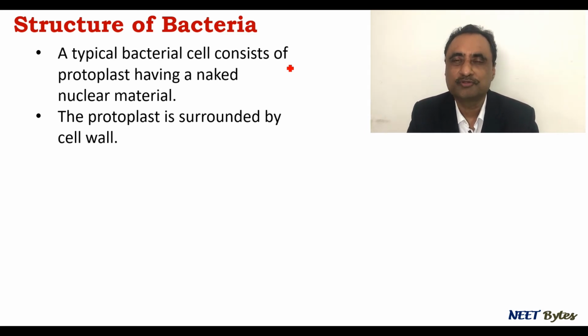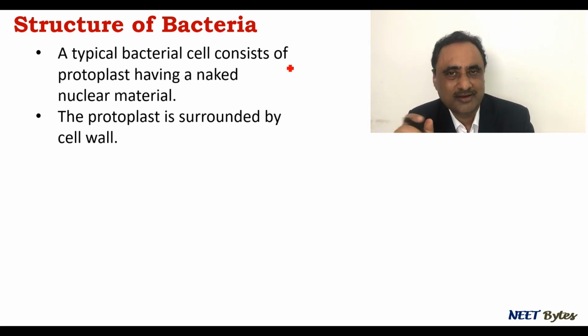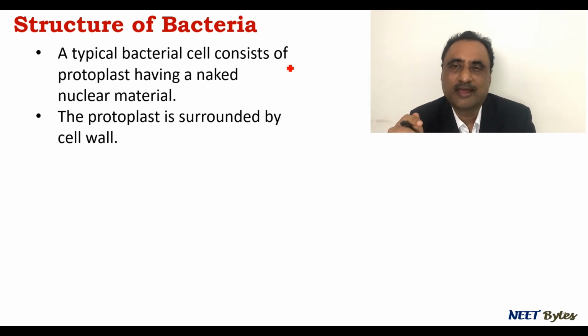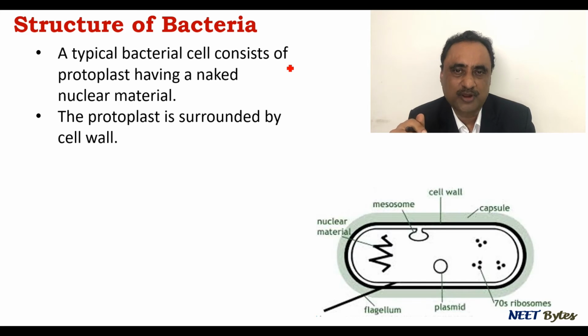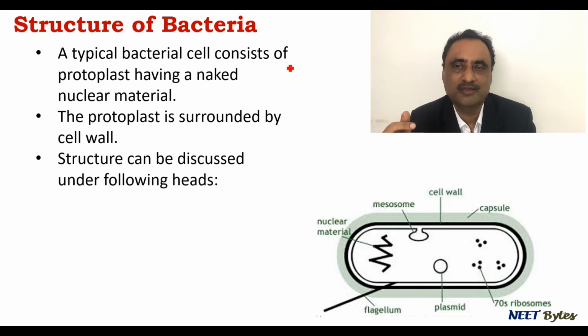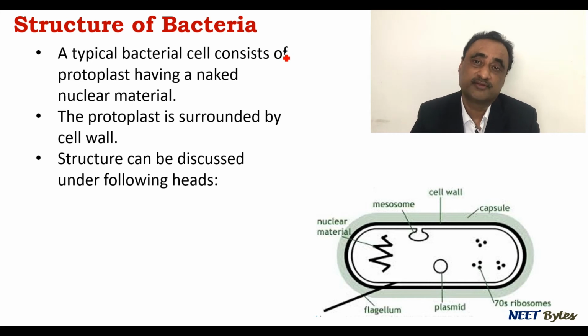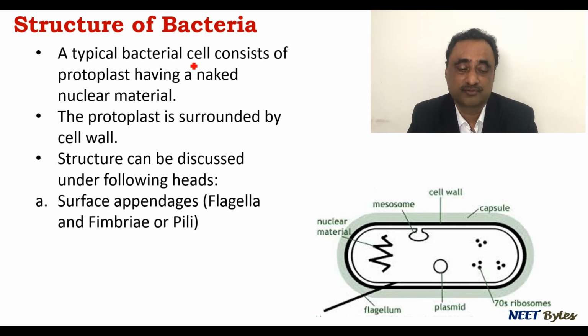Now let's talk about the structure of the bacteria. The structure of bacteria typically consists of a cell covered by the cell wall, followed by the plasma membrane, right? Within the plasma membrane there is a protoplasm, and within the protoplasm we see the genetic material and other things. So the entire structure we can discuss under three heads. For instance, the surface appendages.